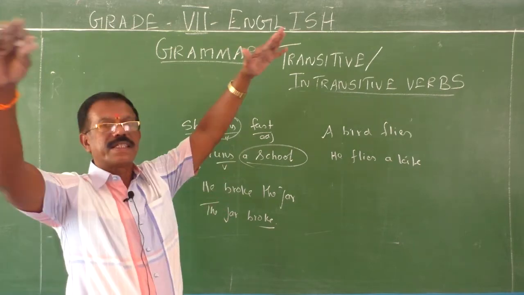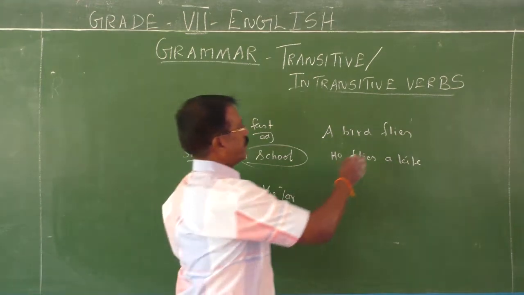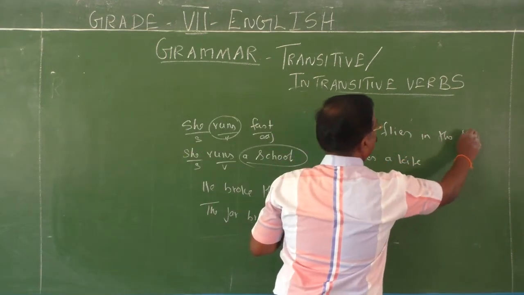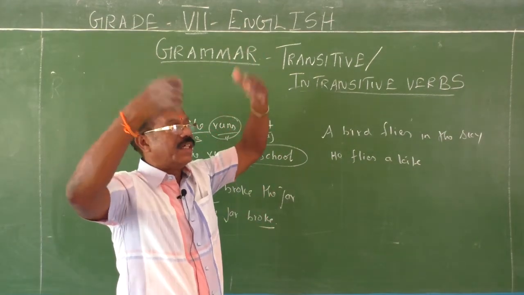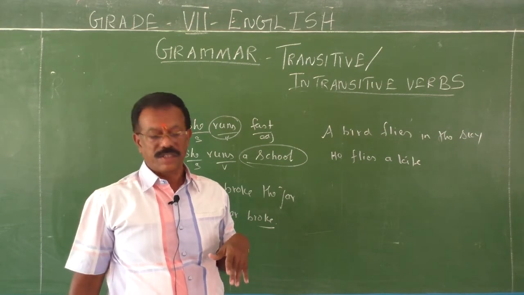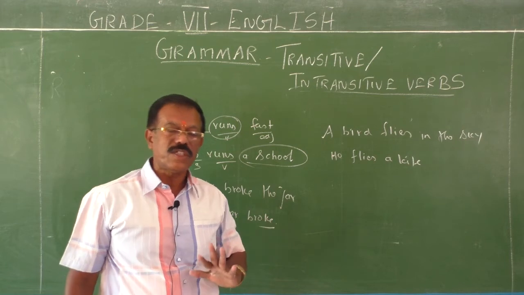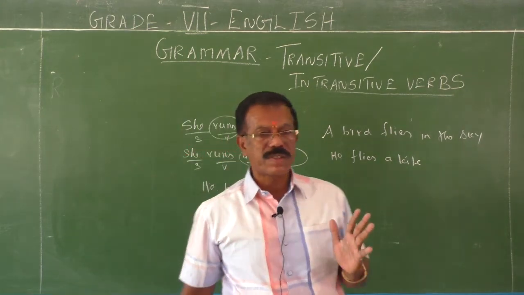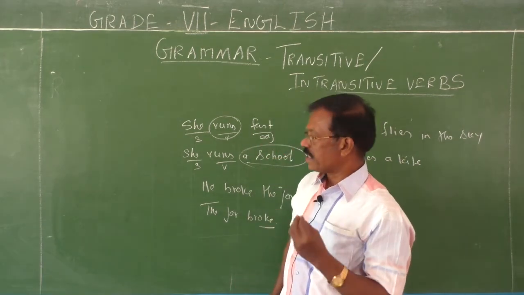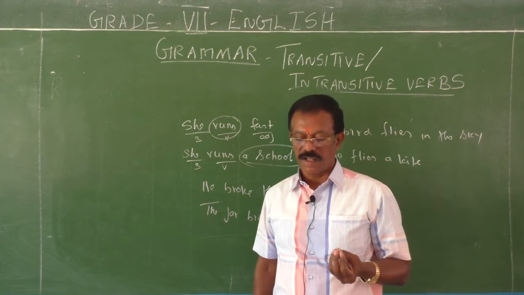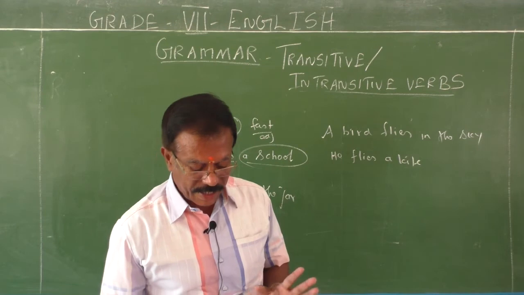A bird flies in the sky. A bird is a subject, flies is a verb, in the sky, maybe. In this sentence, a bird flies in the sky, it is used intransitively. But the second, he flies a kite. So he flies what? A kite is an object. So whether a verb is used transitively or intransitively depends upon its position. If a verb allows an object, then it is called a transitive verb. If it doesn't allow any object to come with it, then it is called intransitive. Okay, children? So, this should be understood like that.